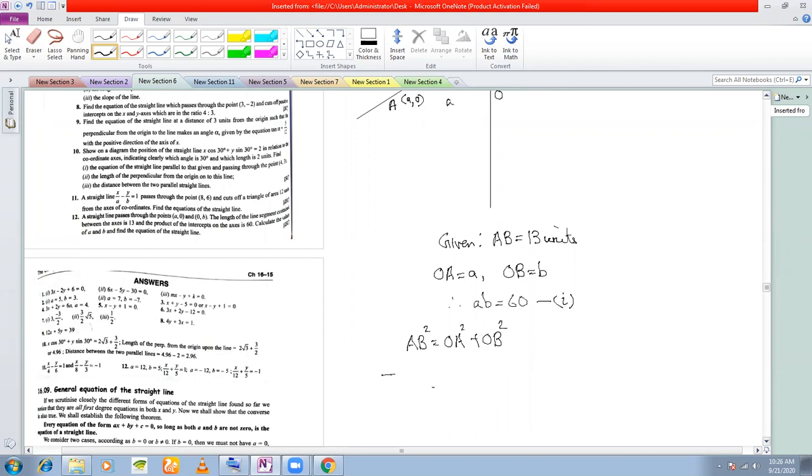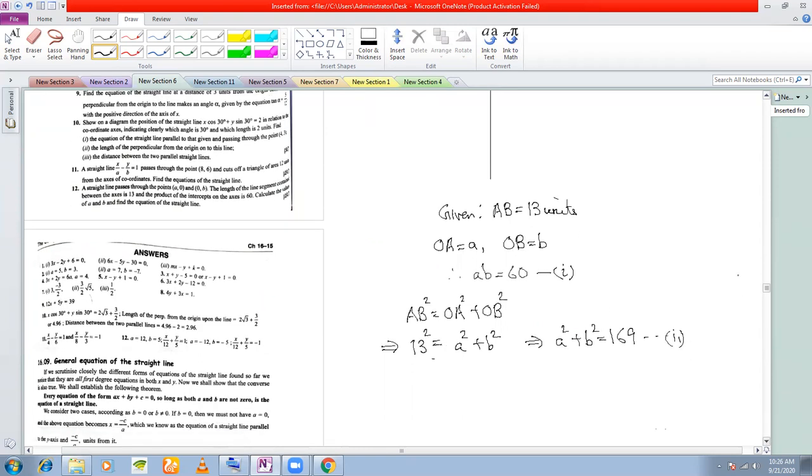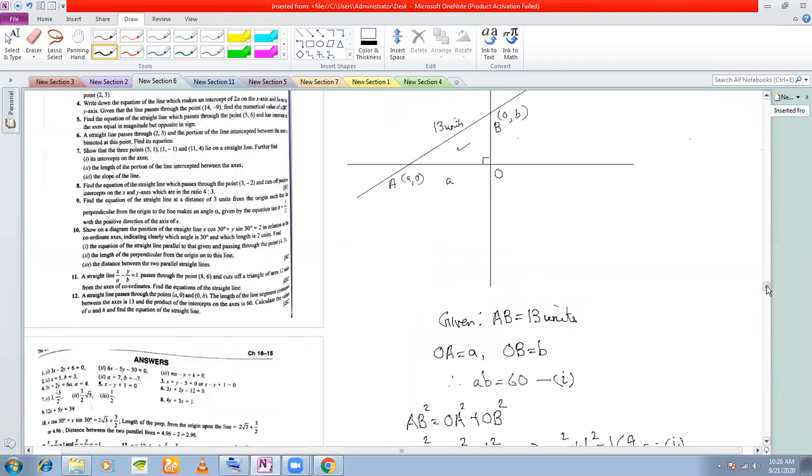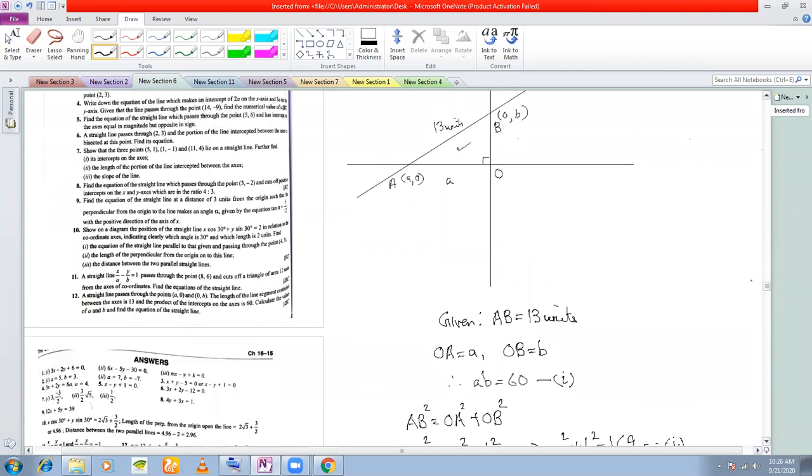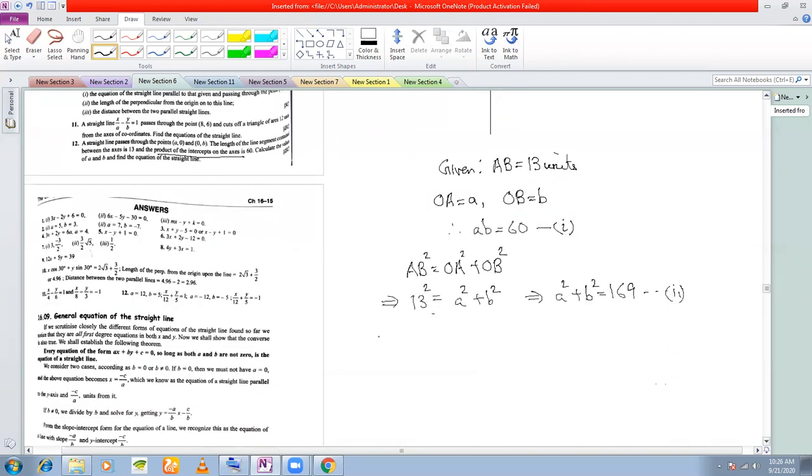That means 13 square is equal to A square plus B square, right? That means A square plus B square must be equal to 169. This is your equation number 2. You solve 1 and 2. Sir, AB by 2 equals 60? Area is not given here. The product of the intercepts is given, on the axes. Okay, sir.